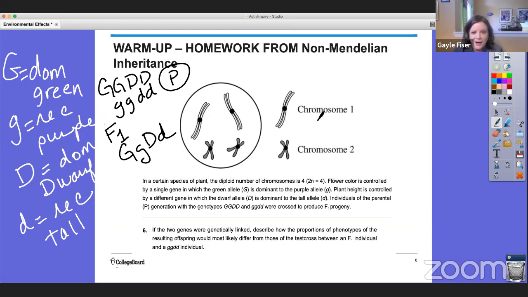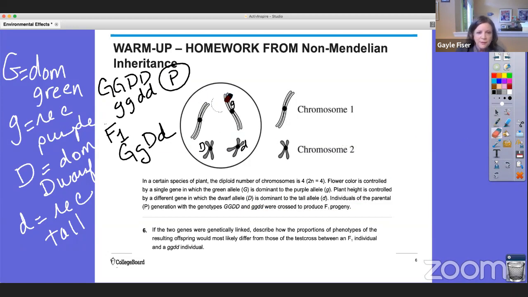It covers everything. All right, so here's chromosome 1 and chromosome 2, and the original question had a G on one and D on the other of the chromosomes. In a certain species of plant, the diploid number of chromosomes is 4, 2n equals 4. Flower color is controlled by a single gene in which the green allele G is dominant to the purple allele little g. Plant height is controlled by a different gene in which the dwarf allele D is dominant to the tall allele d. Individuals of the parental P generation with genotypes uppercase G G D D and lowercase g g d d were crossed to produce an F1 progeny.